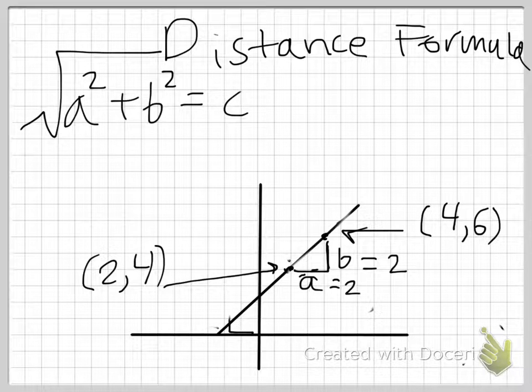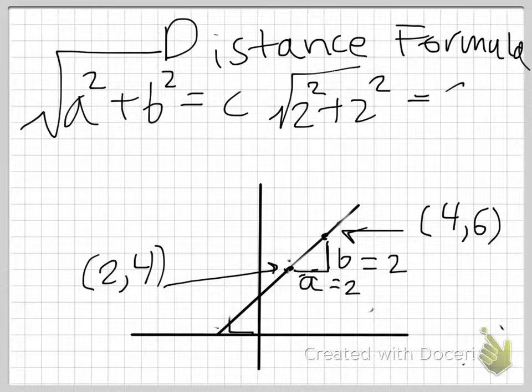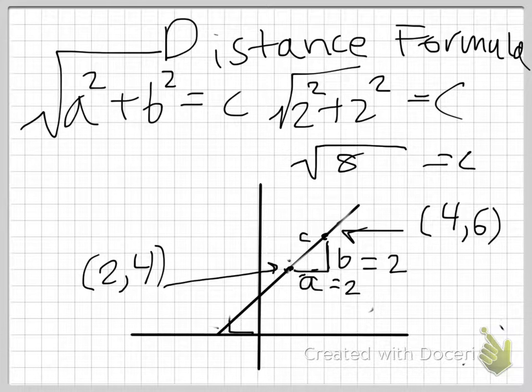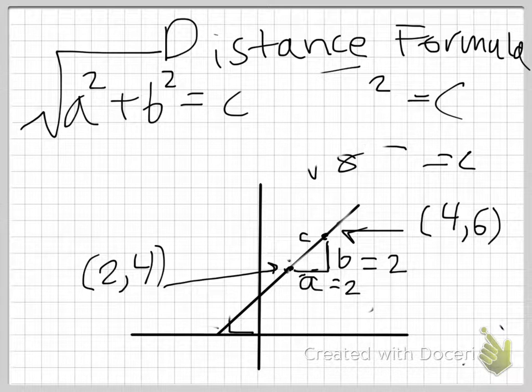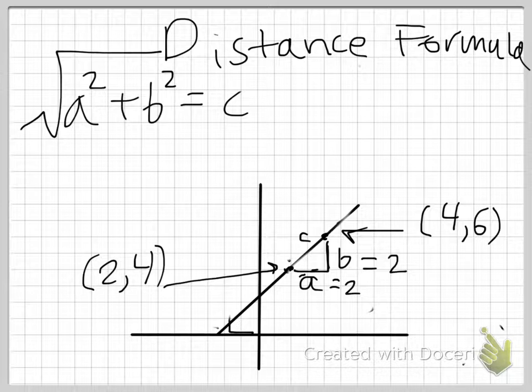Okay? So we can plug it into the Pythagorean theorem again. So we get 2 squared plus 2 squared. The square root of that equals c. That's c. So the square root of 8 equals c. So the distance between these 2 points is the square root of 8. Now how do we write a formula to find the distance for any 2 points?